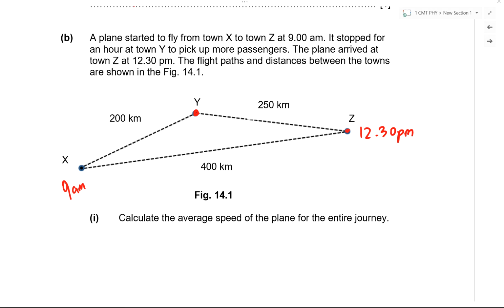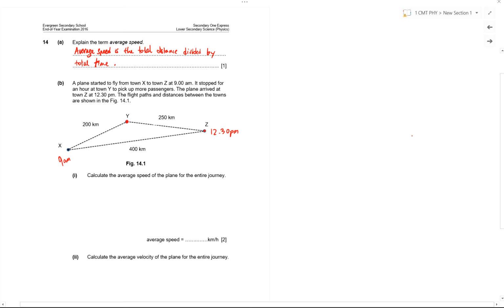How much? 3 hours 30 minutes, yes. It took a total of 3 hours 30 minutes. Now listen to my question. How long was the plane in the air? What's the total time the plane was in the air? Don't know or can calculate? Right. How long was it on the ground at Y? Even if you don't have to solve this in the exam, it is still useful for you to think through all these things to appreciate what is happening.